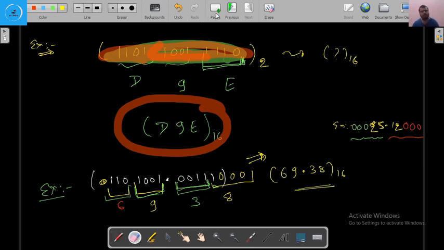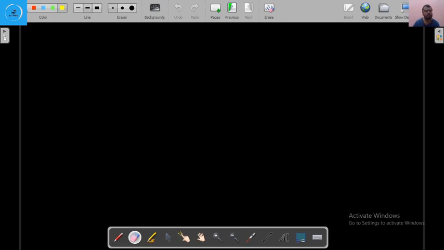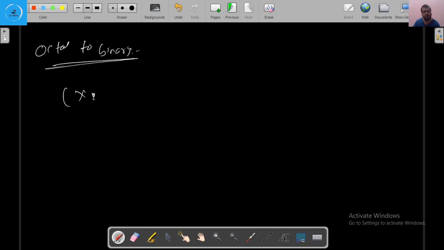So simply, for converting from octal to binary, if anything is given like x2, x1, x0, point x of -1, x of -2 in octal, and we are going to convert it into binary, just write the binary equivalent of x0, the binary equivalent of x1, and the binary equivalent of x2.